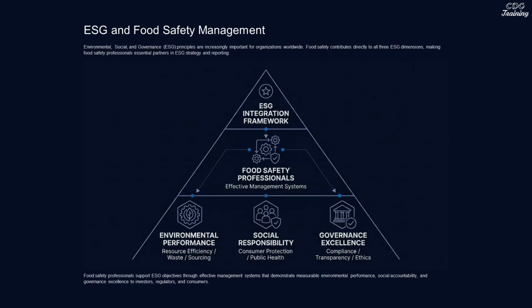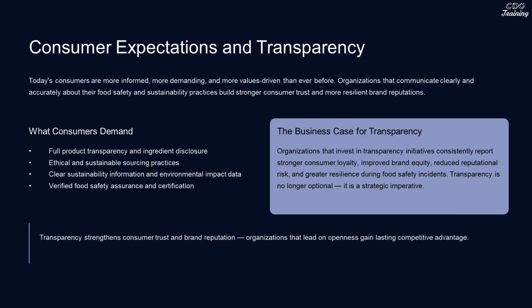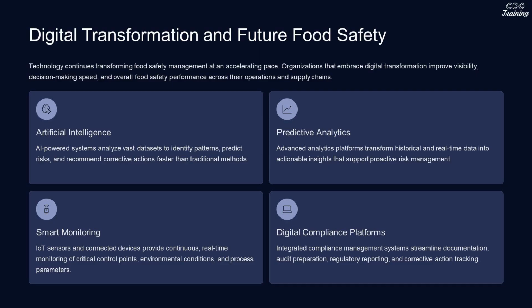ESG integration is crucial for food safety management, contributing to environmental performance, social responsibility, and governance excellence. Transparency in food safety builds consumer trust and brand reputation. Organizations must communicate clearly and verify food safety assurance. Digital transformation is enhancing food safety management through AI, predictive analytics, smart monitoring, and digital compliance platforms.